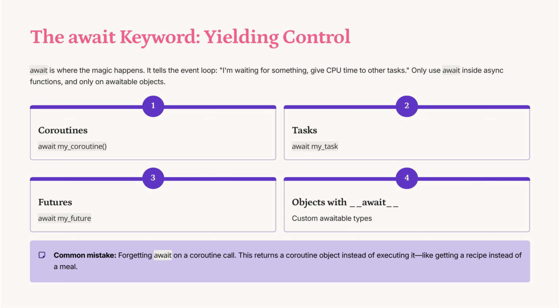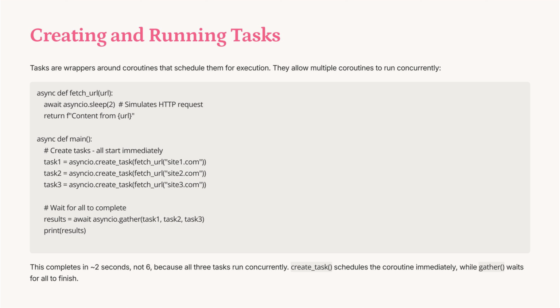The await keyword is crucial in async programming, allowing the event loop to manage CPU time efficiently. Use await within async functions on awaitable objects like coroutines, tasks, and futures. Custom awaitable types implement __await__. A common mistake is omitting await, which returns a coroutine object instead of executing it, akin to receiving a recipe instead of a meal. Tasks are essential for concurrent execution in asyncio.